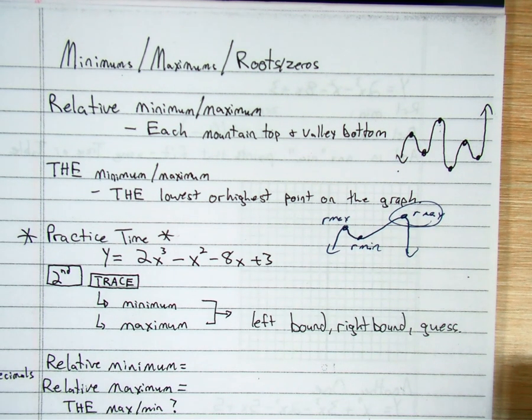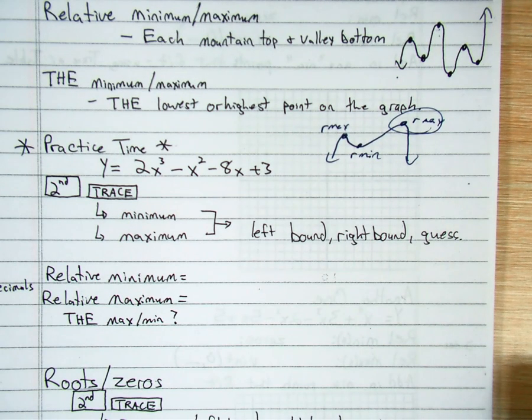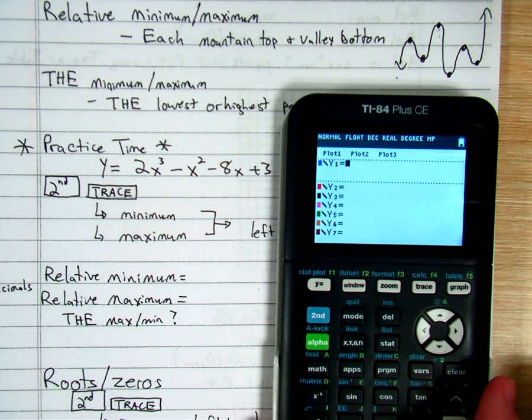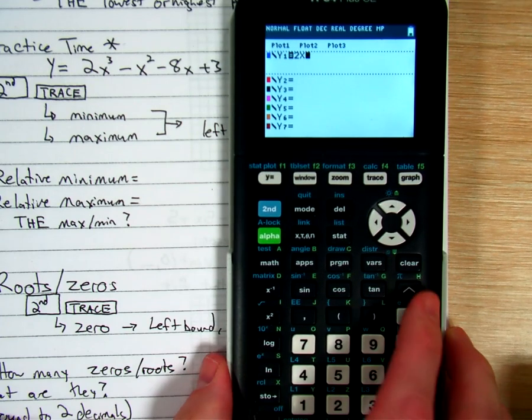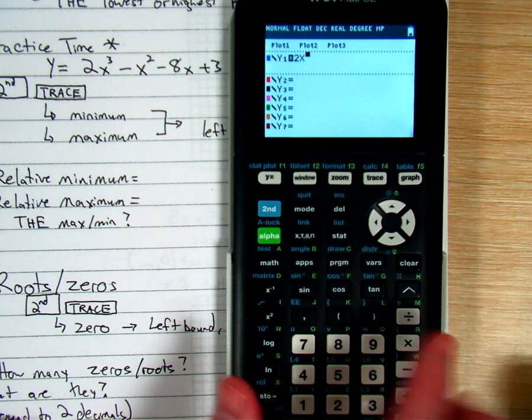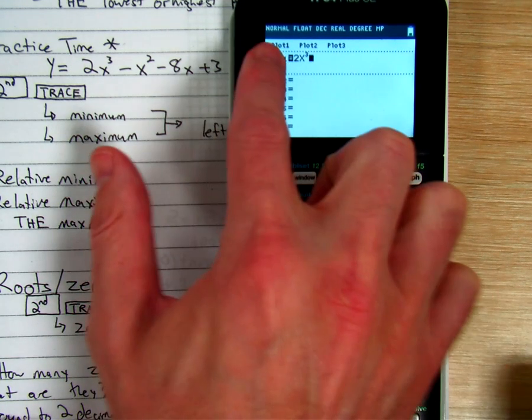Time to practice. Let's practice typing this into y equals, and we're going to learn a lot of new stuff today, a lot of new calculator procedures that will be used throughout the remainder of this course and into pre-calculus and beyond. So we have 2x to the third power. Okay, power key. Mine bumps it up. 3, and then arrow over to come back down to the ground.